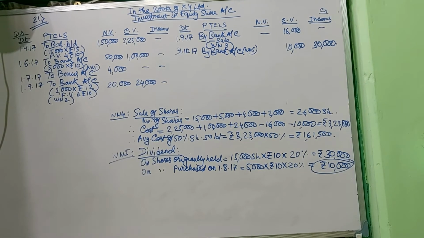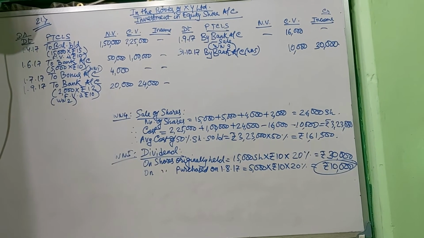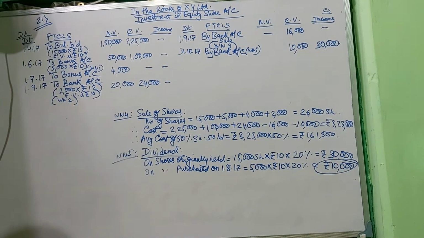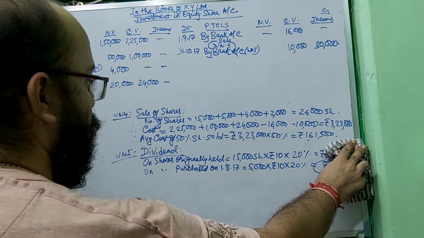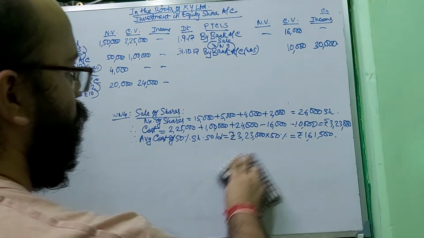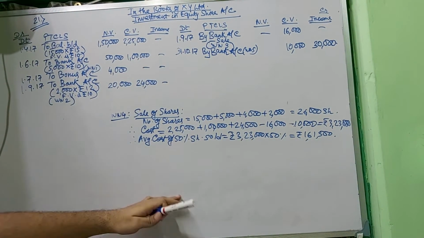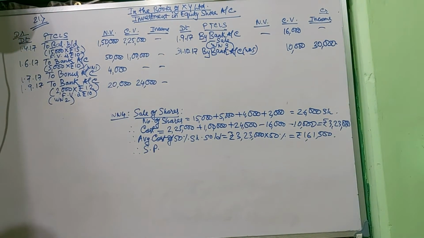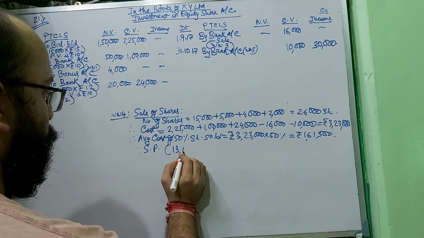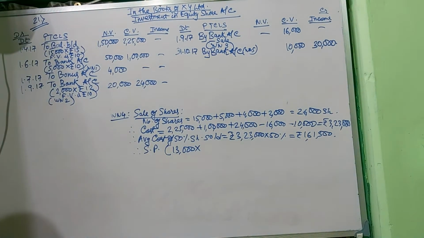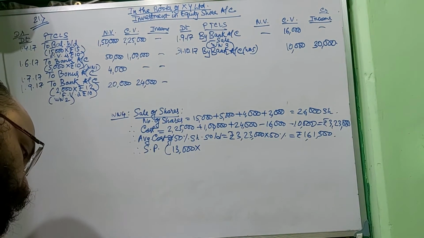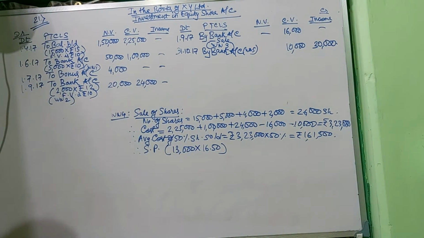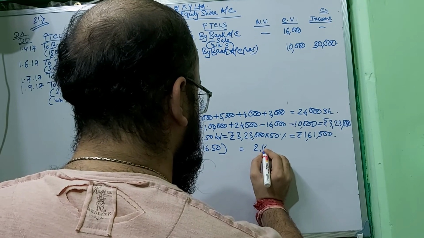So, what will be the selling price then? I am rubbing this portion because it is the continuation of working note 4. Working note 5 should be done below. Therefore, selling price: 13,000 shares at the rate of how much? 16.50. It's 2,14,500.